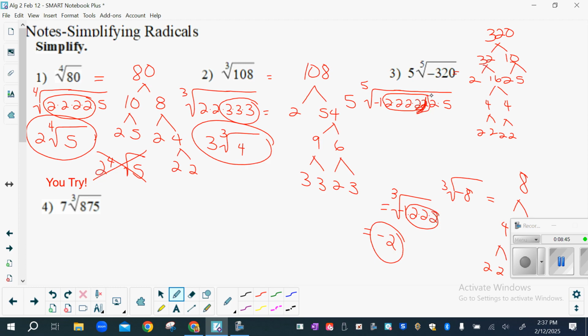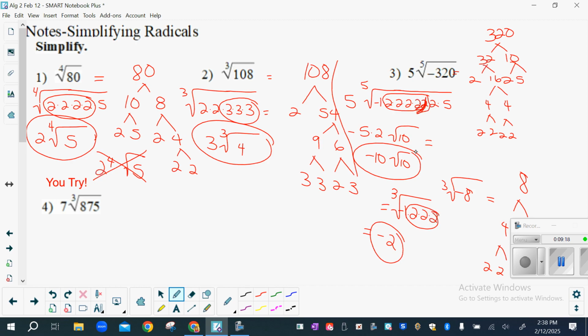There we go. So now I can bring this 2 out. So it's 5 times 2. Can I do anything with the negative? Can I bring that out? If I take negative 1 and multiply it by itself 5 times, what do I get? I get a negative 1, don't I? So I can make that negative on the outside on this one. And so then this would be square root 10. So negative 10 square root 10.